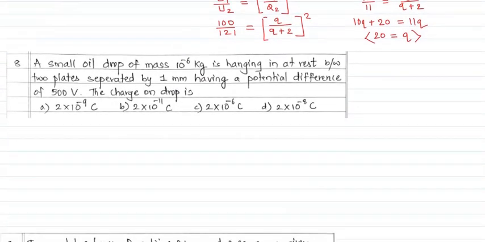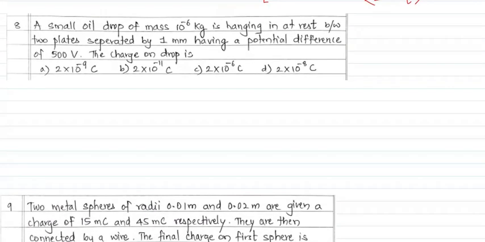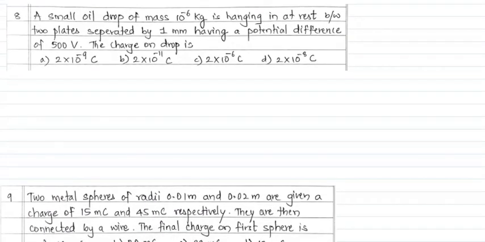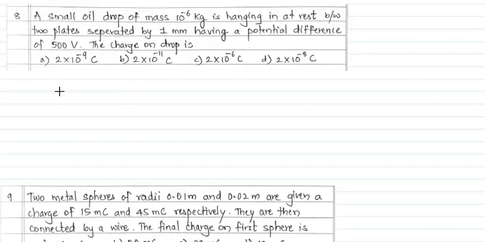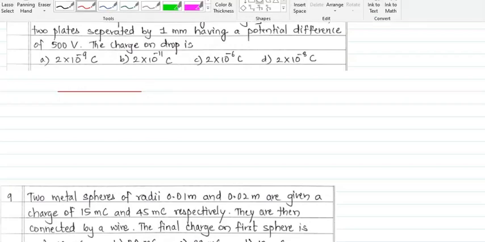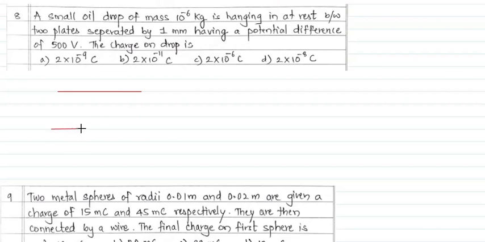Next, eighth one. A small oil drop of mass 10 raised to minus 6 kg is hanging at rest between two plates separated by 1 mm. So there are two plates separated by 1 mm. I will take this as one plate, and there is another plate we are having. So a small oil drop is there.